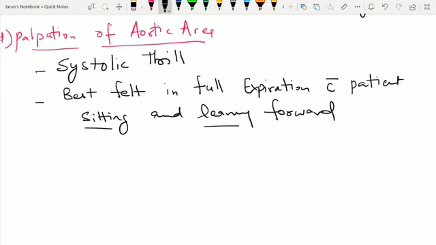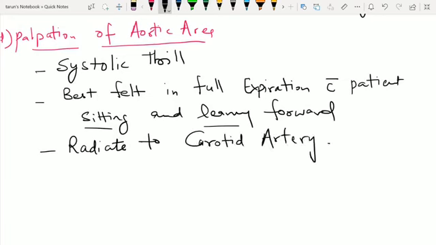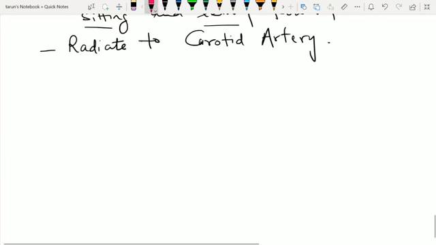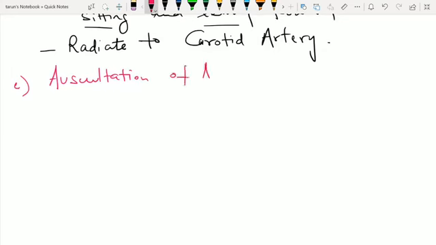So in the aortic area you will get the systolic thrill, which is best felt in full expiration with patient sitting and leaning forward. This thrill may radiate to carotid artery. Then after that, about the auscultation of heart sounds in the aortic area.